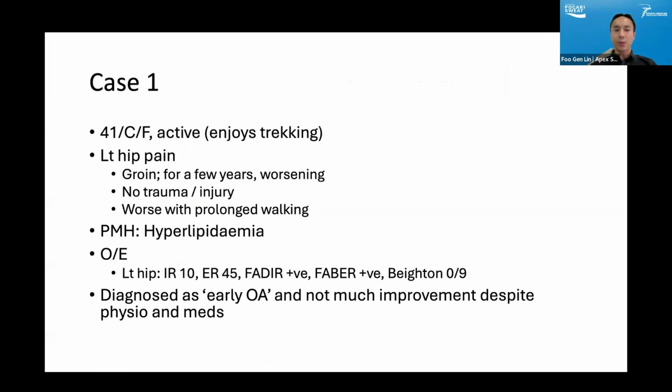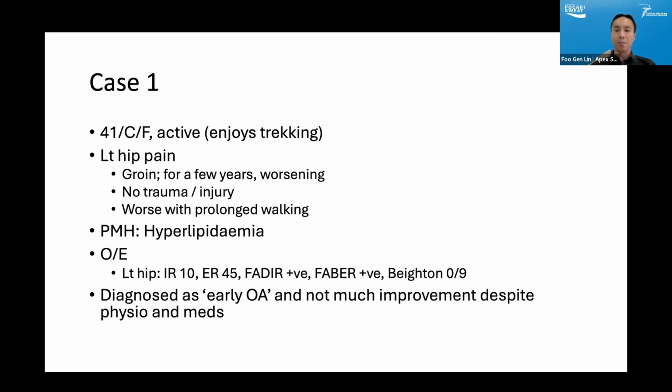Okay, so the first case was a 41-year-old lady who enjoys trekking. She had been suffering from this left groin pain for years, wasn't getting better despite physiotherapy, despite painkillers. Did not have any trauma or injury, but it was usually made worse by prolonged walking or staircase. Didn't have a lot of medical problems, thank goodness. And Federer was positive. Faber test was positive too.